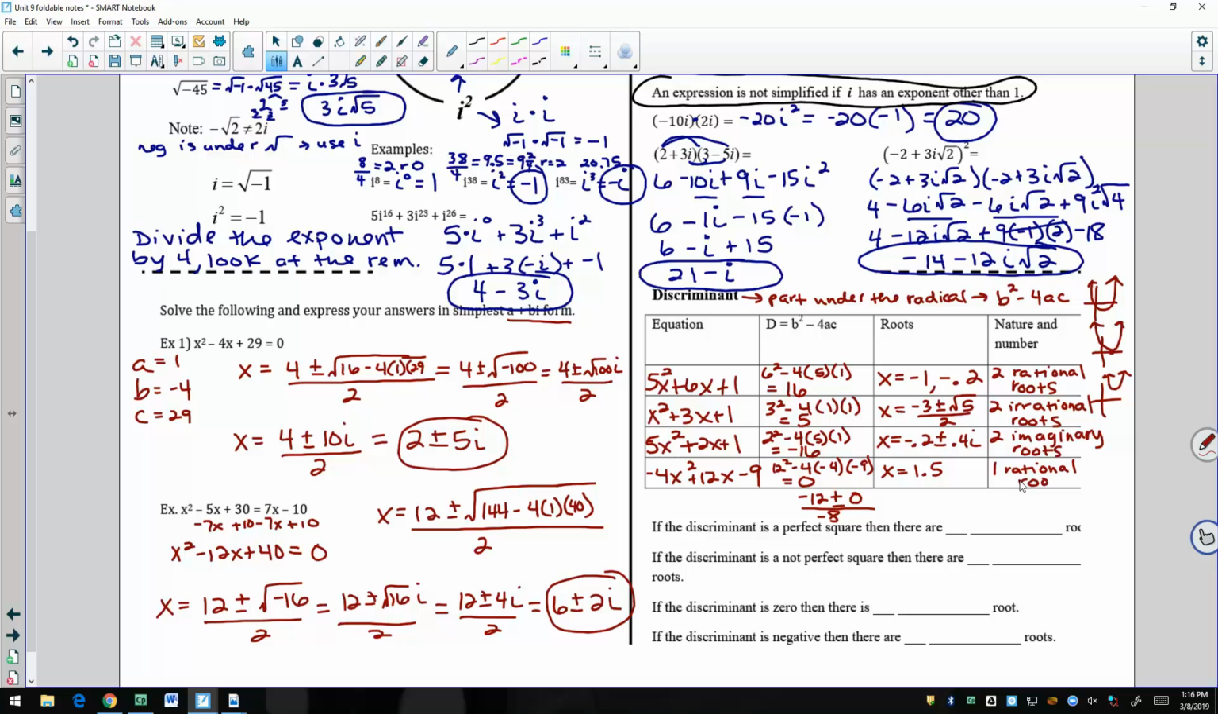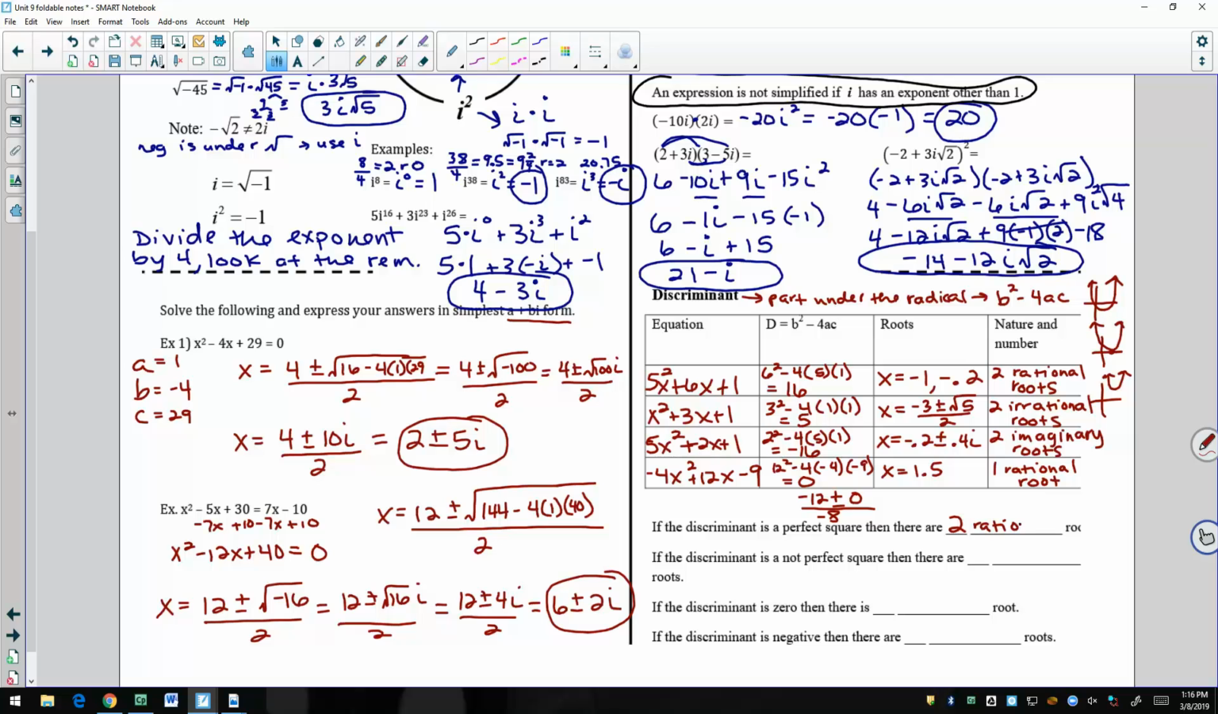So the 2 that are the easiest to work with, you're hoping for a perfect square or 0, because those are the ones that give you nice roots. If you get a not perfect square or a negative, that's when you're going to have some kind of ugly looking answers. So let's fill in these notes that you need to memorize. If the discriminant is a perfect square, then there are going to be 2 rational roots.